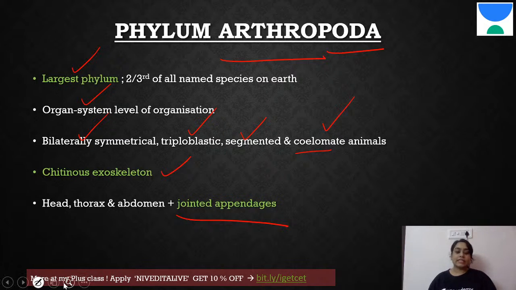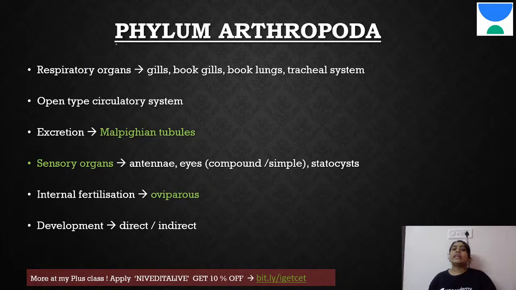Respiratory organs now vary because Arthropoda is such a large phylum. It has a lot of different kinds of structure. So some of them like prawn have gills. Then you have these king crabs, if you might have seen, I'll show you an image of it. They have book gills. Then spiders and others have book lungs because they are terrestrial forms.